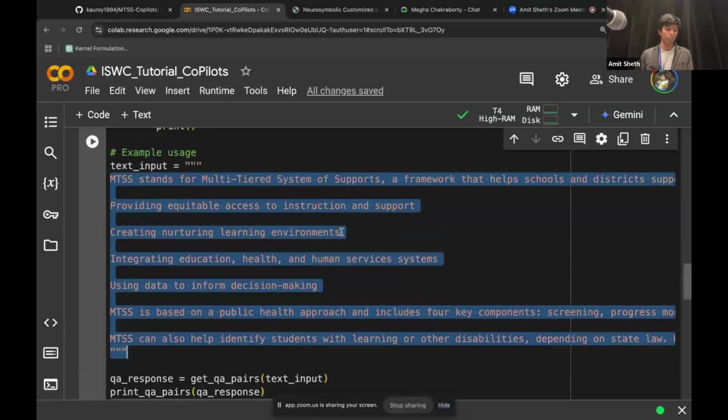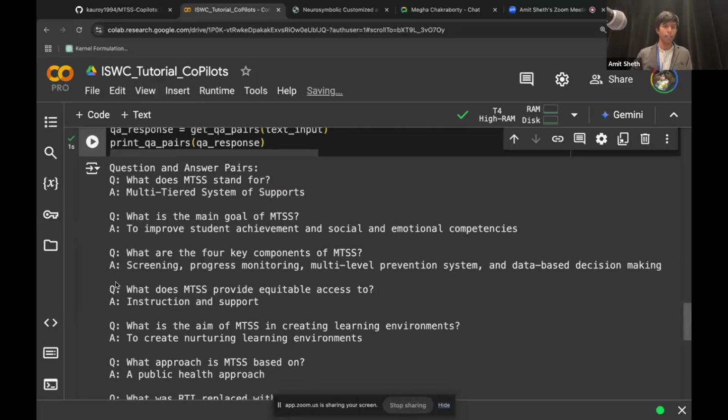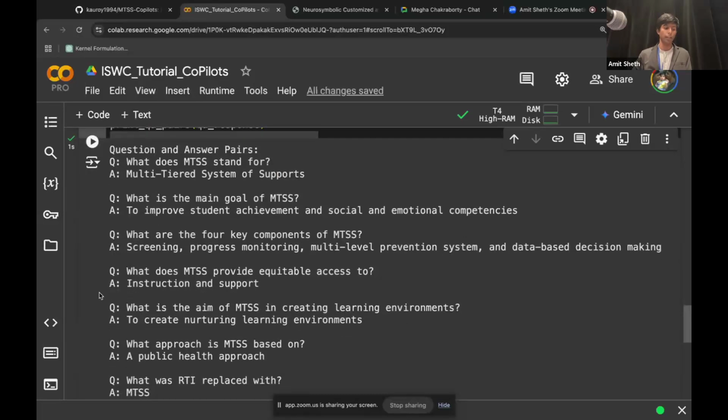So here is an example of a knowledge base, right? It's a description of MTSS. I'll show you the document where this comes from. It's, as Megha said, a framework for supporting behavioral health outcomes in high school students. Now, what this code will do is take this piece of text and convert it into question and answers, right? And what it's using is a language model. So there you have it.